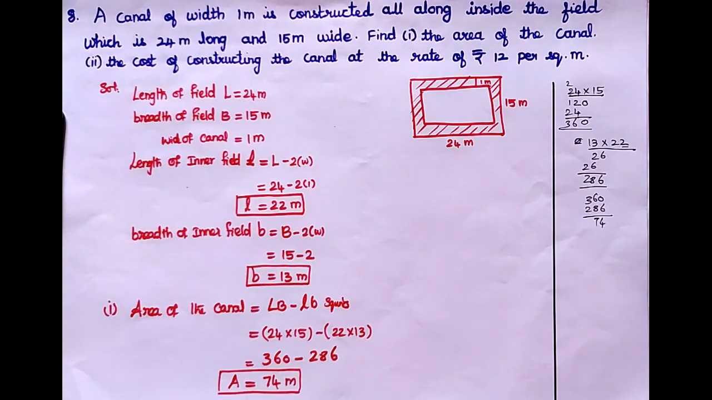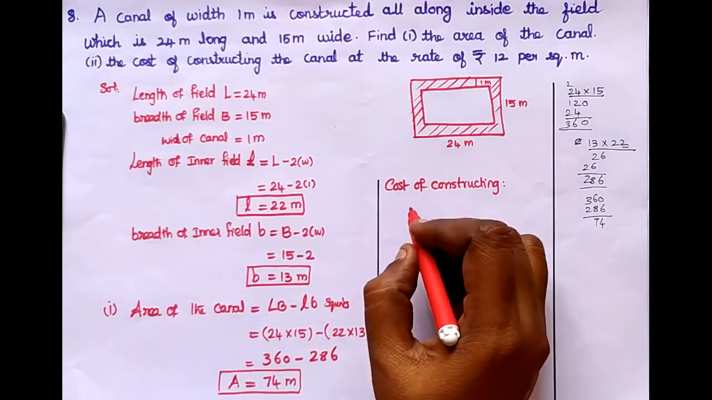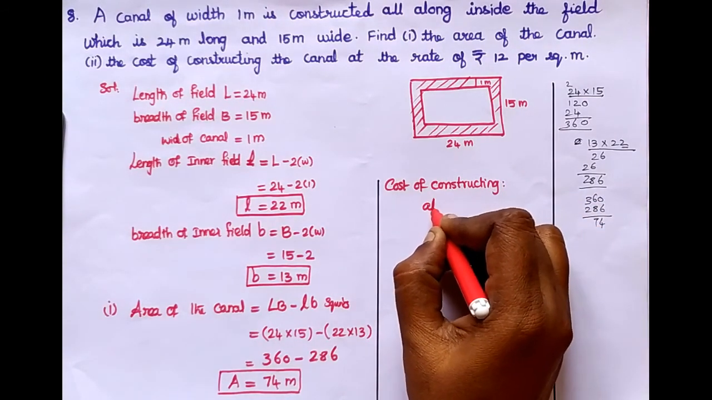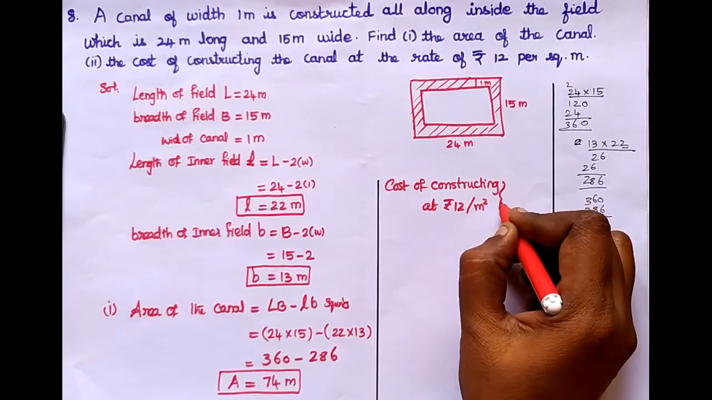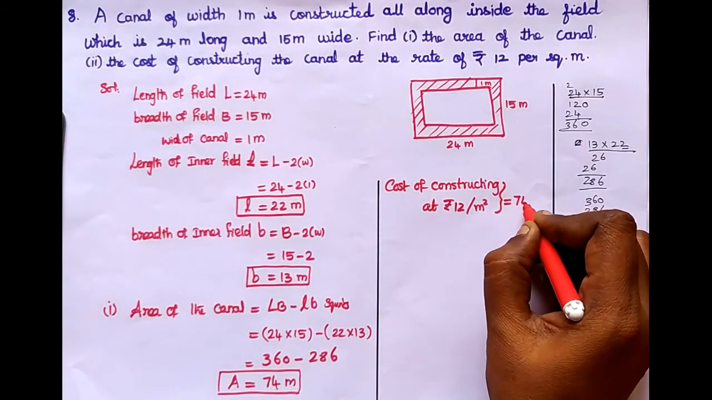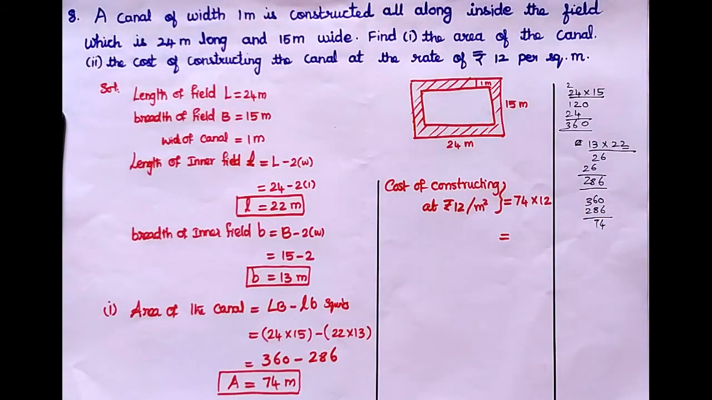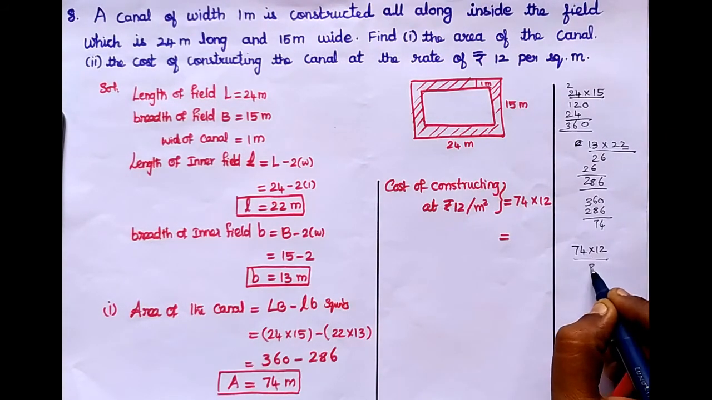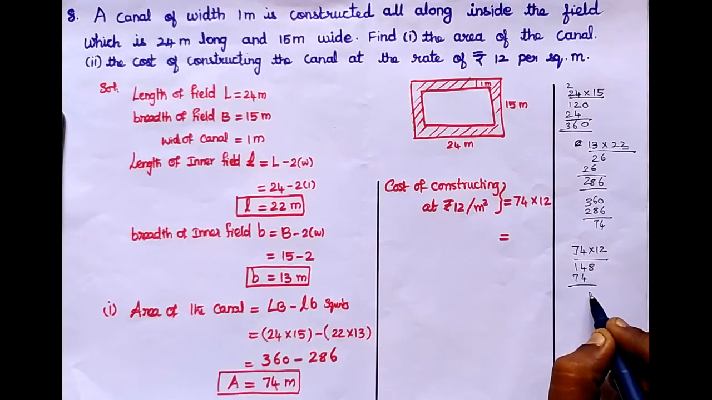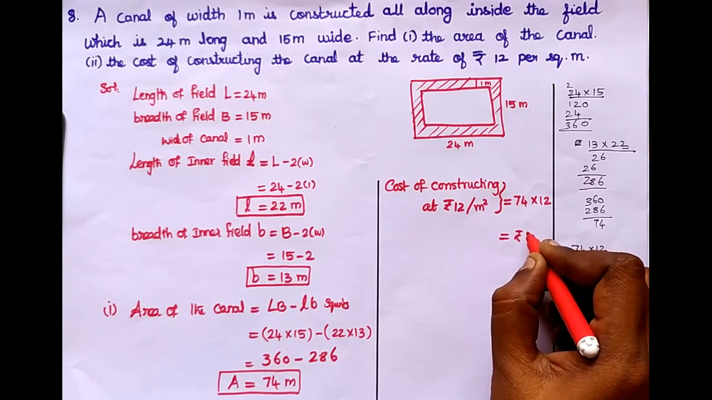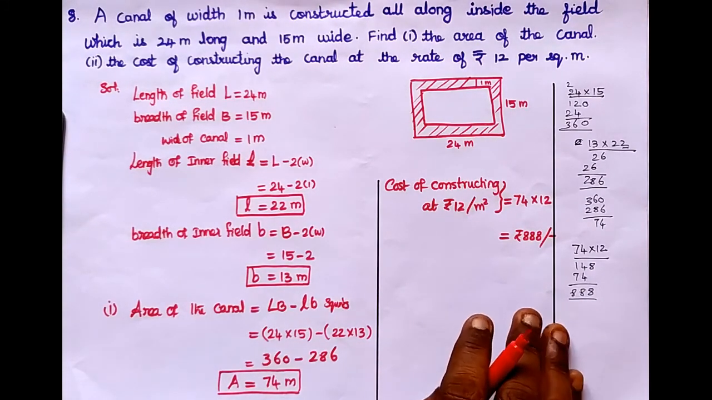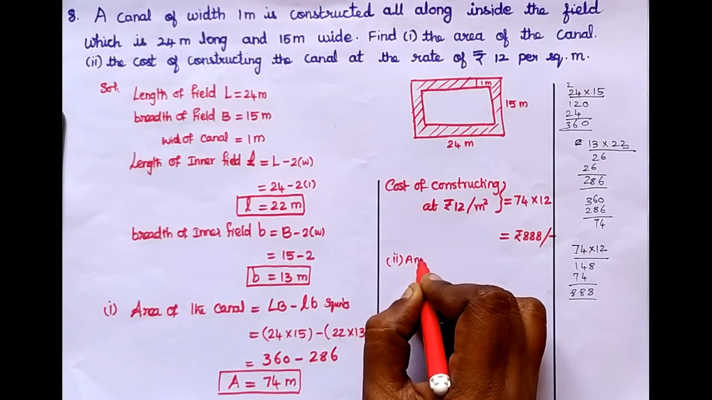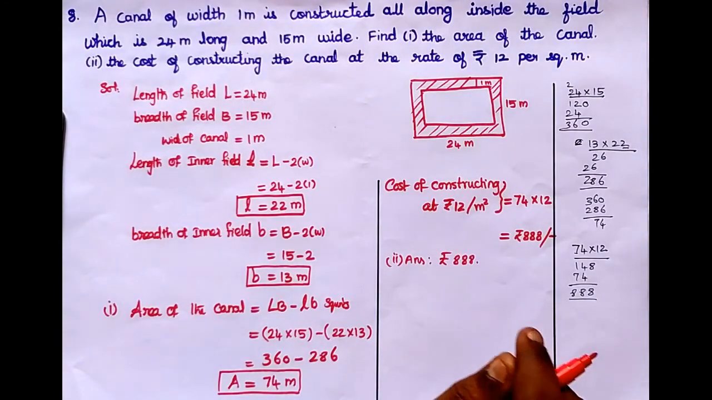Now the constructing cost. We want to find the cost of constructing at rupees 12 per meter square, that is equal to 74 into 12. 4 twos are 8, 14, 74, so 888 rupees. 888 is the cost of constructing. That is the second answer, rupees 888.